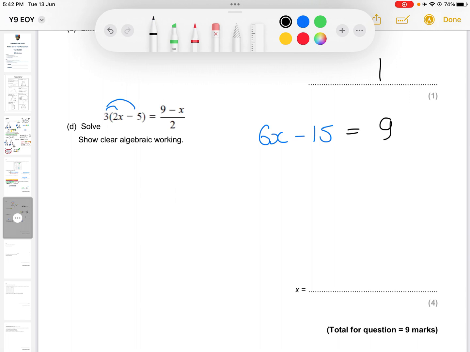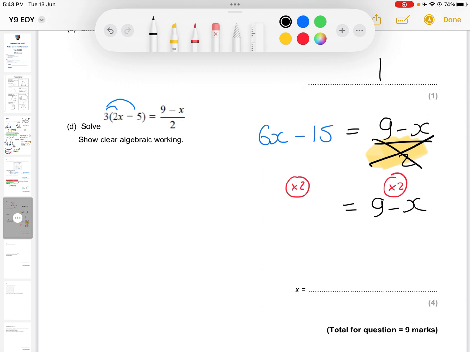The next thing we want to deal with is that fraction. We do not want fractions inside equations if it can be avoided, so we're going to multiply both sides by 2 in order to make that over 2 disappear. So we'll have a 9 take away x on the right hand side, because that fraction is now gone. And on the left hand side, we've got to make sure that we double both terms here, the 6x becoming 12x, and the negative 15 becoming negative 30.